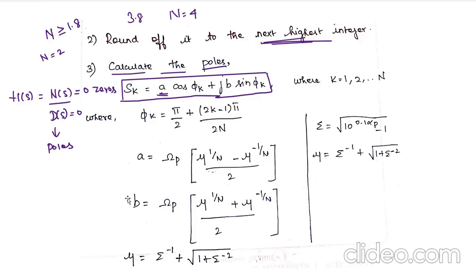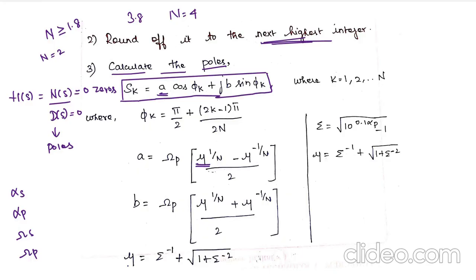That's all. That is the only difference for a and b. In order to calculate this mu, there is one more formula here, that is epsilon inverse plus square root of 1 plus epsilon power minus 2. Now, as I said earlier, there will be two specifications. The first specification will contain alpha s, alpha p, omega s and omega p. So when these specifications are given, I need to calculate mu.